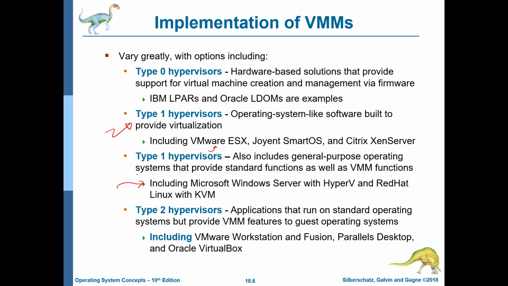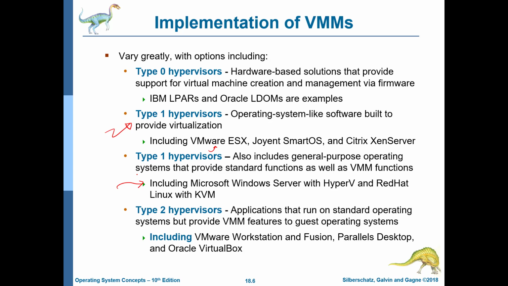Then we have type 2 hypervisors. So a type 2 hypervisor is basically an application. It is essentially an application that is running on a standard operating system but is providing VMM features. So VirtualBox, Parallels, even VMware's VM Player, which are essentially regular applications. So these are not operating systems. These are regular applications that I can download and then I can run an operating system on top of that application. So these are the type 2 hypervisors.